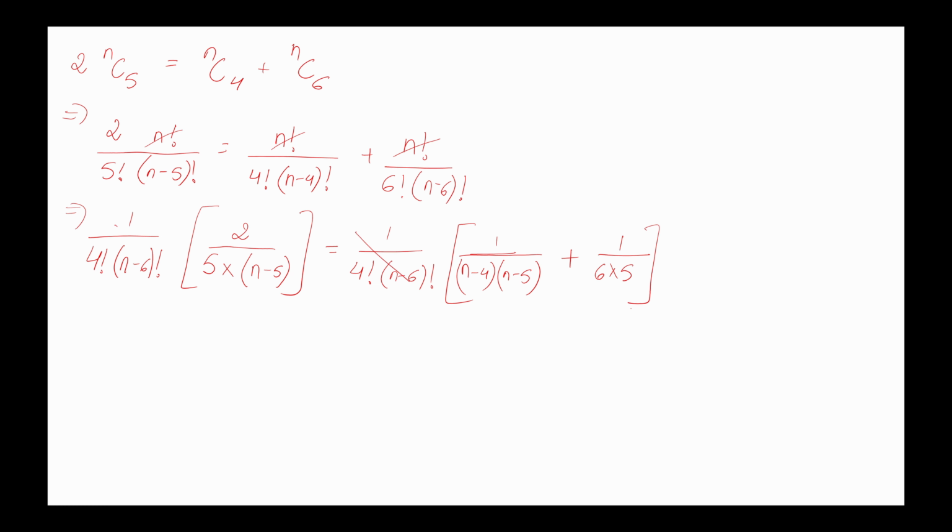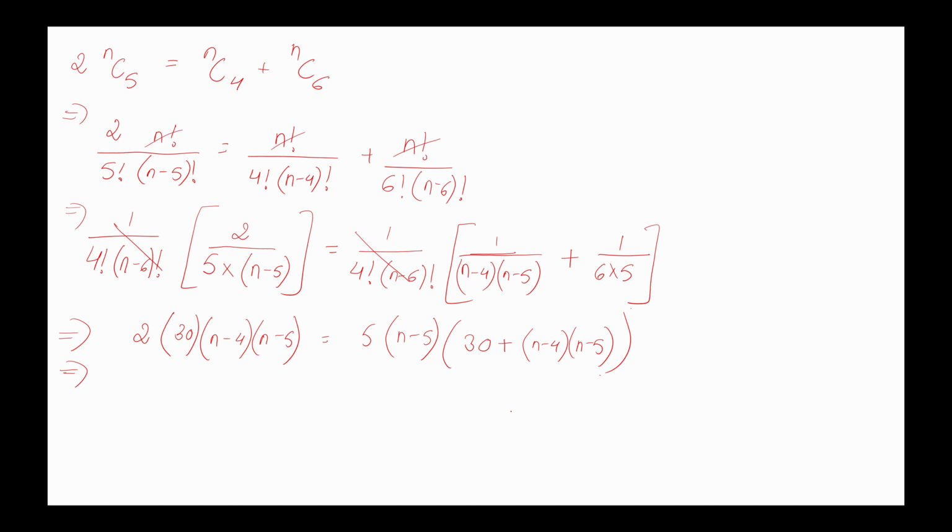That's all. So from here this and this get cancelled out, and now let us simply cross multiply our equation and see what we get. Oh sorry, we have a plus sign here, so let me cross multiply properly. This would become twice of 6 into 5, which is 30, times (n minus 4)(n minus 5), and this would be equal to 5 into (n minus 5). Since this was a plus sign, I would have 30 plus (n minus 4)(n minus 5).